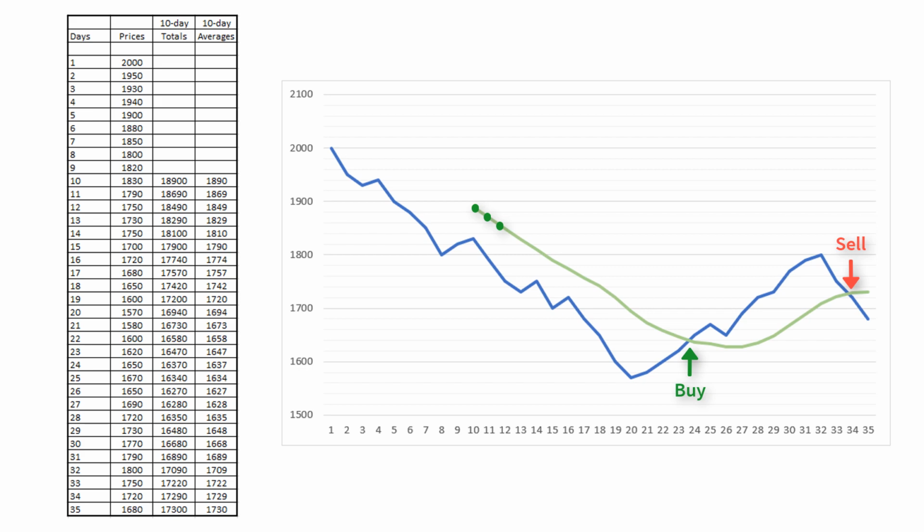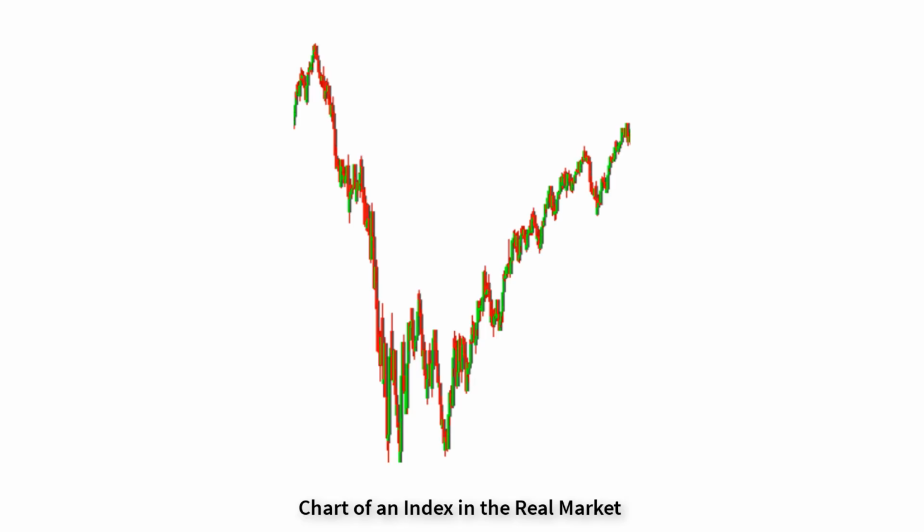Let us consider now how this works in the real market. Look at this chart of an index. You can see here that the chart is volatile, and the index moves up and down on a daily basis in an apparently unstructured way. And yet there is a trend.